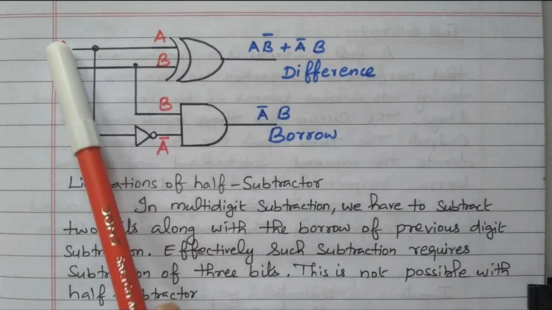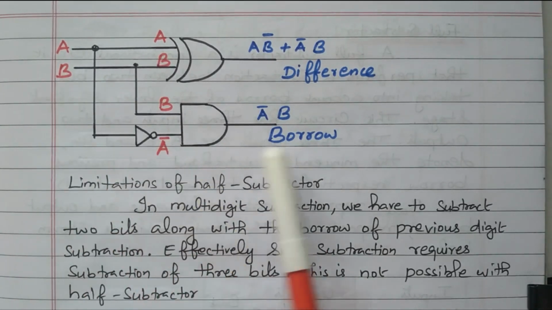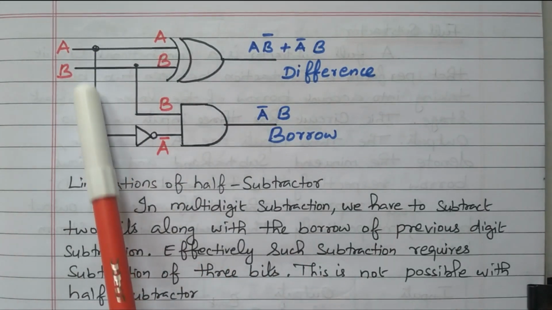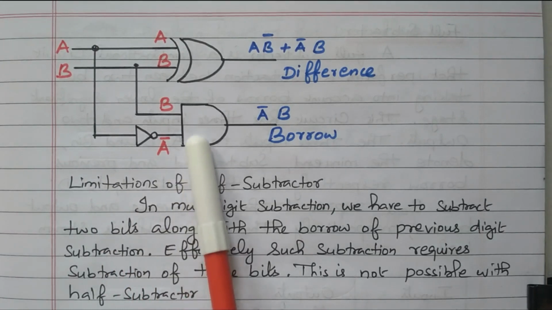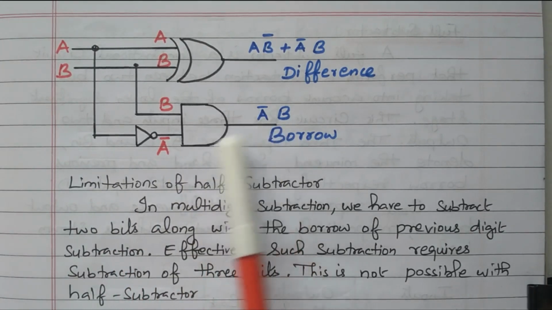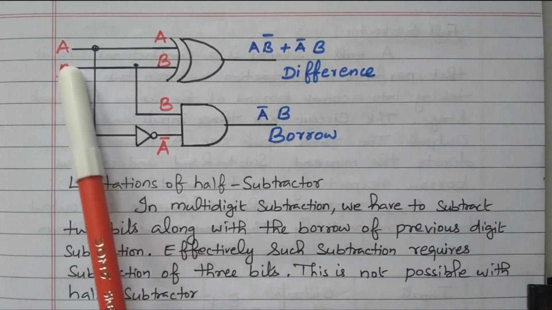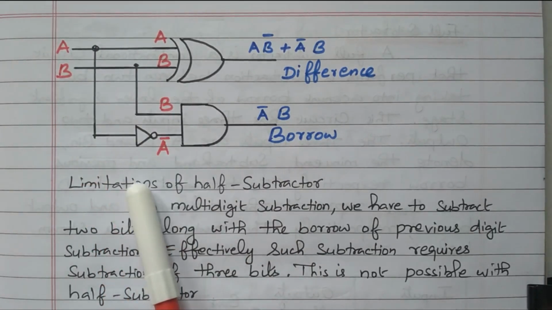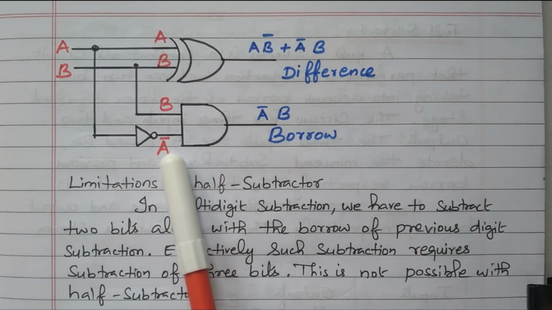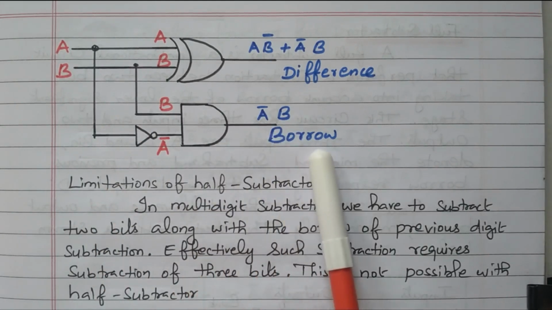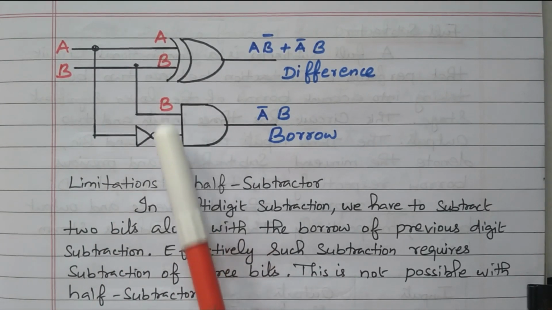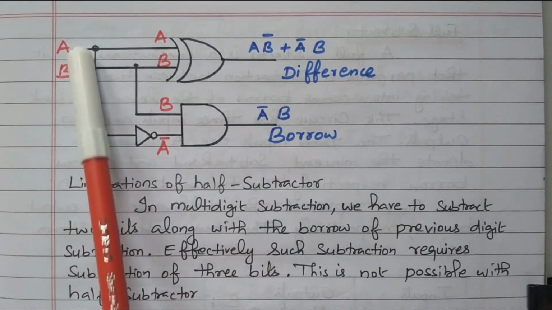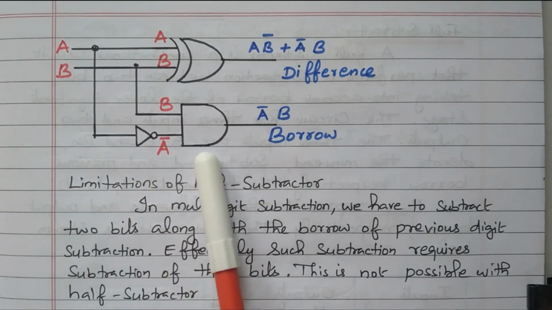So the two inputs A and B are available. What is borrow? Borrow is A bar B. A is connected to one NOT gate, so that it becomes A bar. That is given to one AND gate, because for A bar into B we need one AND gate. And B is given directly. So B and A bar are given, and it gives A bar B, the borrow.